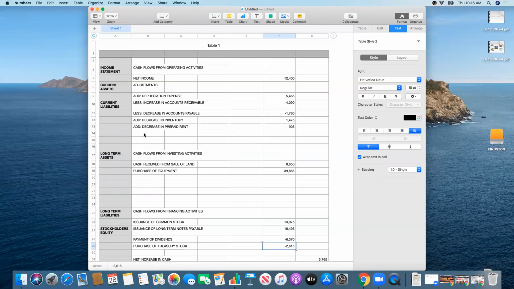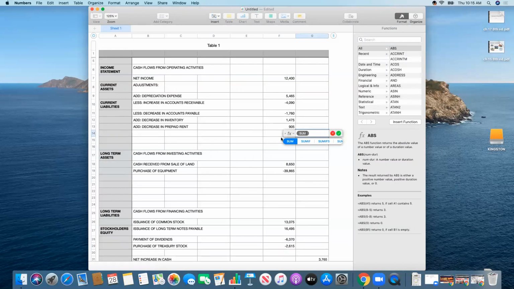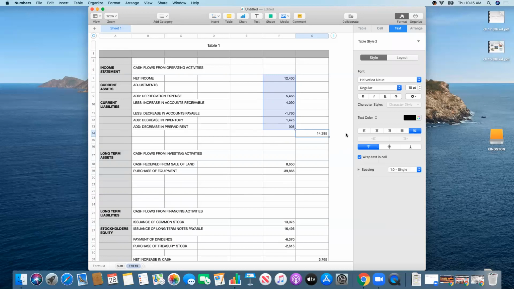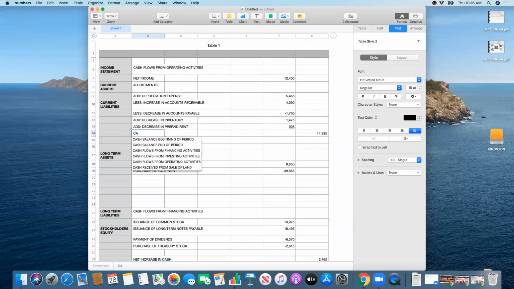So now what we're going to do is we're going to add all the numbers together here. We're going to start over here, and we're going to add all of these guys together. 14,395. Cash flows. Should say net cash flows, right? Net cash flows provided by operating activities.